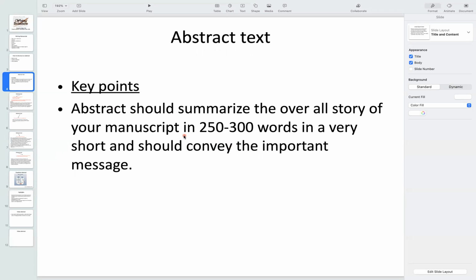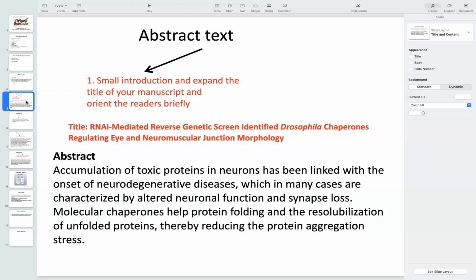While writing an abstract, I follow, according to me, and I don't want to debate here, four different steps. In the first step, I give a small introduction, expanding the title of your manuscript and briefly orienting the reader. I will explain it clearly.